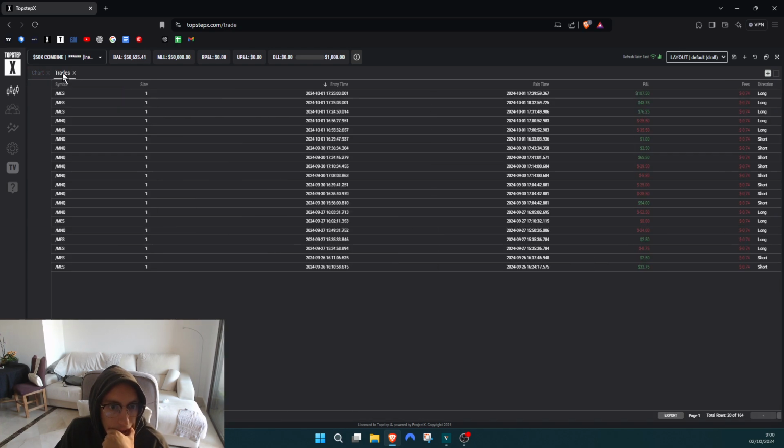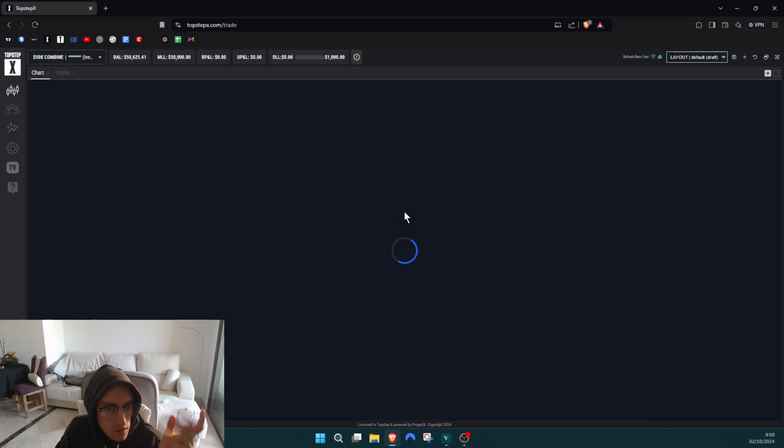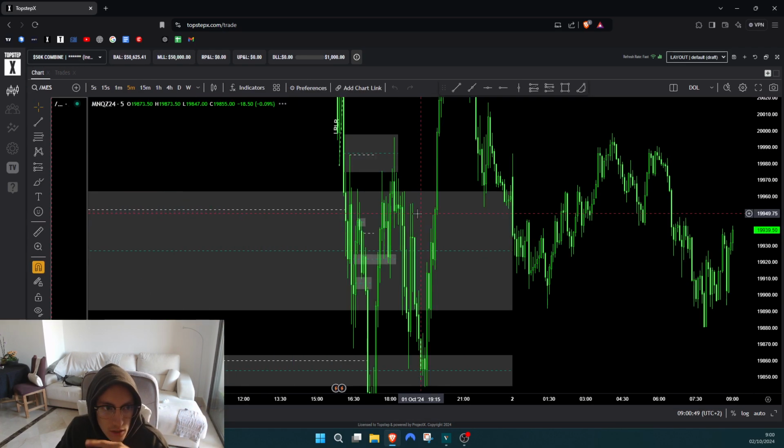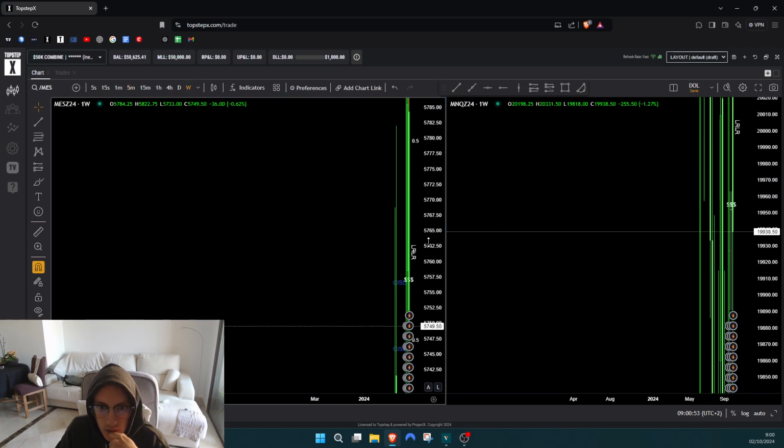Yesterday I took 3 trades. One was a loss, it was this one. One was break even, and then one was a winner. So I took, I think it was, 2 NQs and 1 ES. So I'm going to go into it.